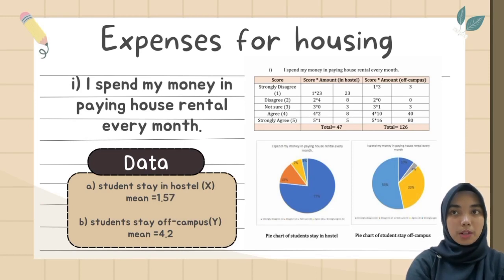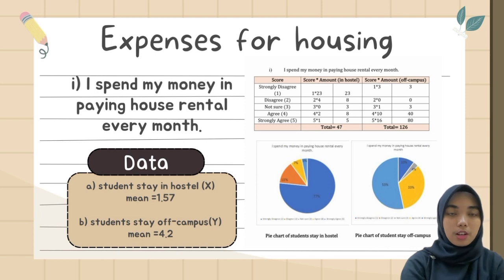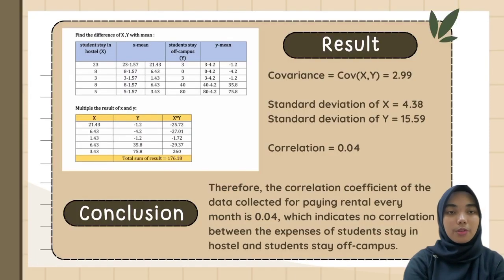For the first question, I spend my money in paying house rental every month. Okay, this is the table and the pie chart. For the data, the mean for students who stay in hostel, X, is 1.57 and the mean for students who stay off campus, Y, is 4.2. For the result, the covariance of X and Y is 2.99, the deviation of X is 4.38 and the deviation of Y is 15.55.